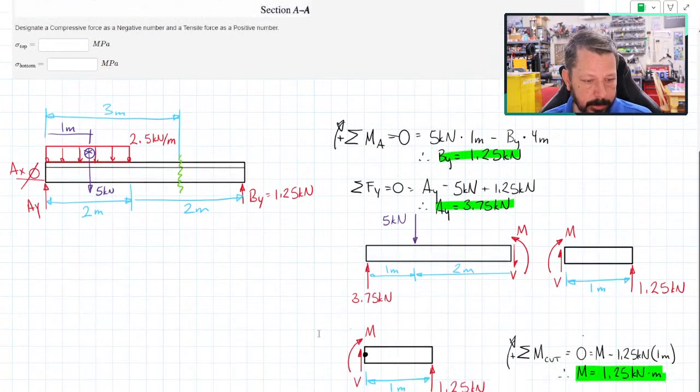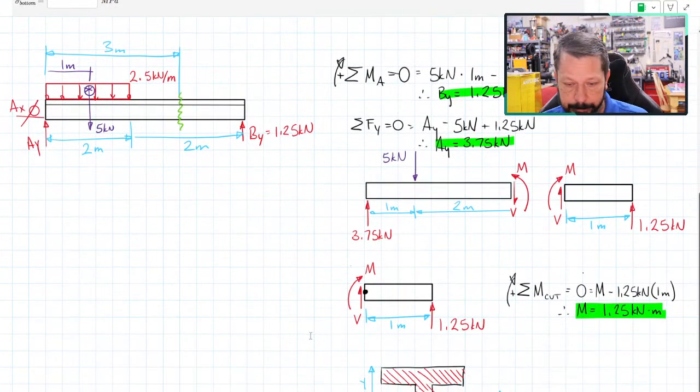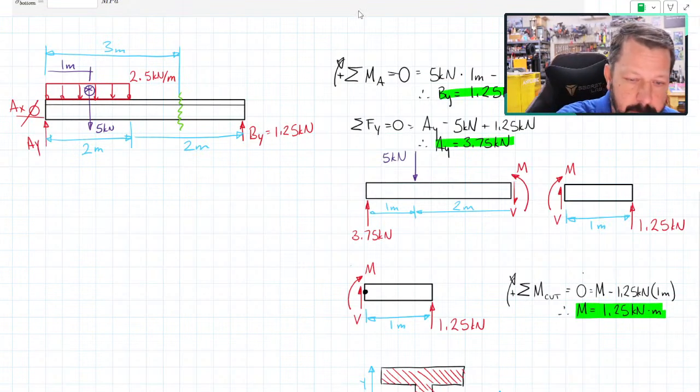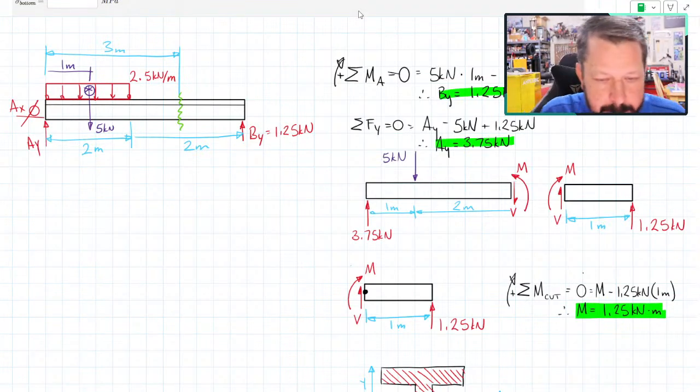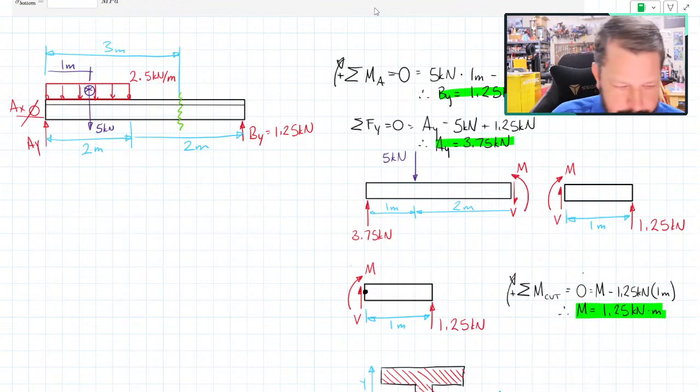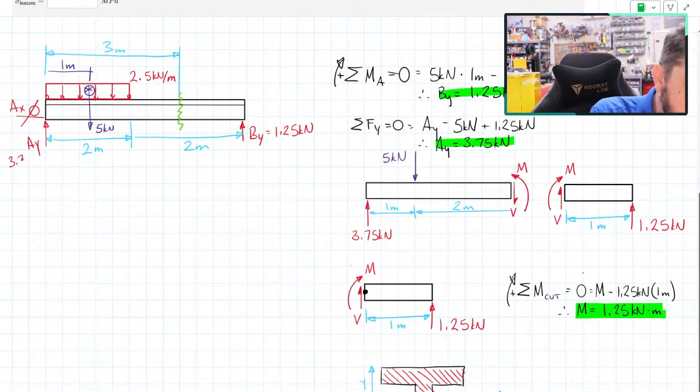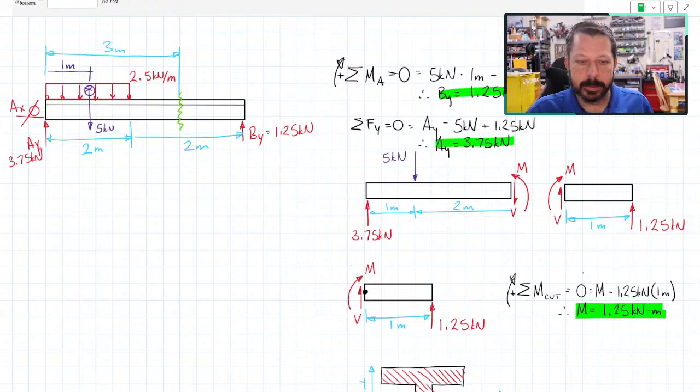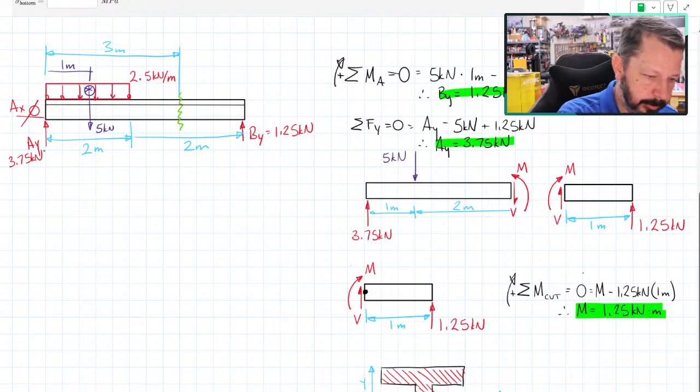What we can do, though, is now we can do the same thing, but draw the shear and bending diagram. So I've already found AY and BY. I never wrote AY, though. AY is 3.75 kilonewtons.